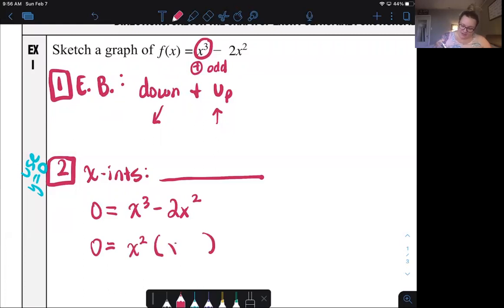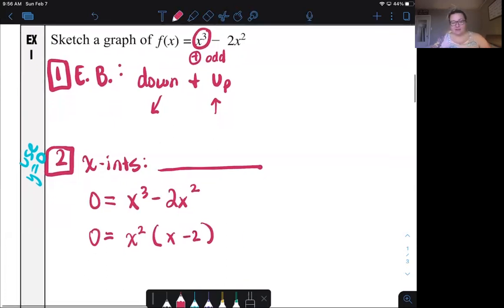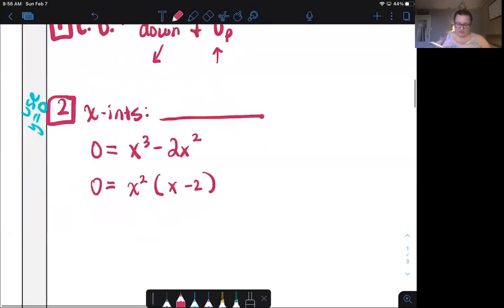That would leave me with x minus 2. And I know that's right because x squared times x is x cubed. X squared times negative 2 is negative 2x squared. Then, because it's done being factored, I'm going to set each factor equal to 0. So I'm going to have x squared equals 0, x minus 2 equals 0.